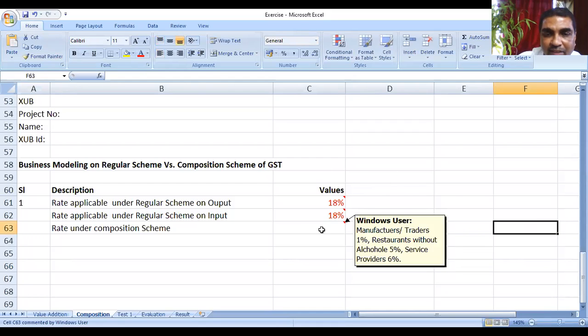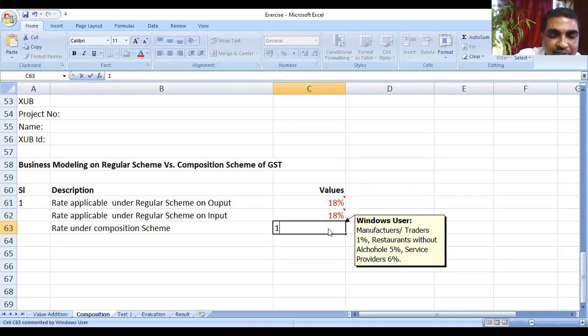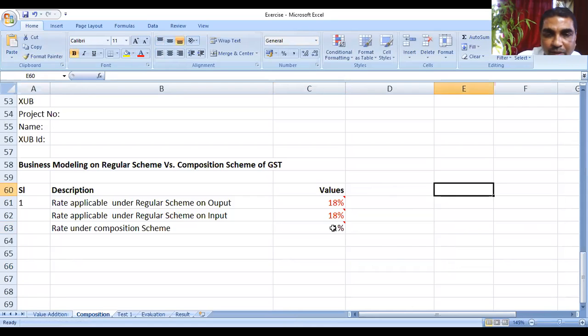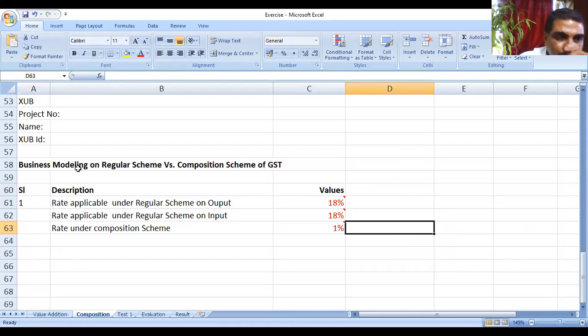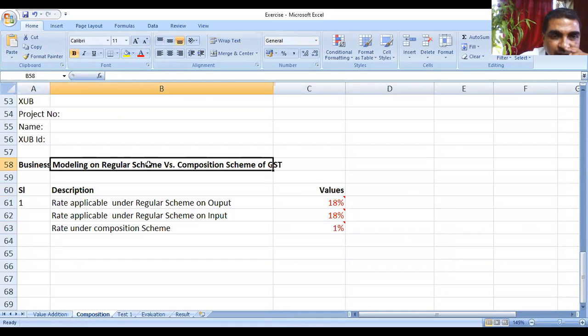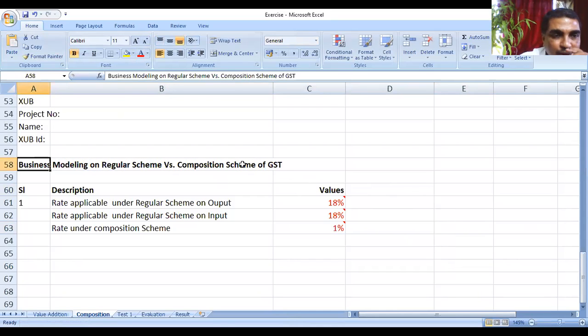So here, let us say, for example, let us take somebody, the trader, we're filling up 1%. Okay, this has to be manually filled out. Okay, here also one more note we can do, business modeling for composition scheme. This is applicable only when turnover is within 1.5 crore, is it not? And for service providers, it is up to 50 lakhs. Okay, that also somewhere we'll give a note. Okay, now 1, 2, 3.